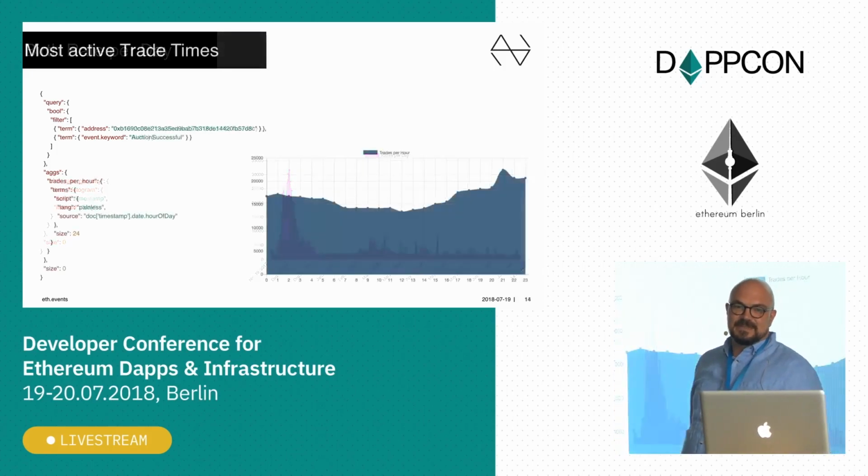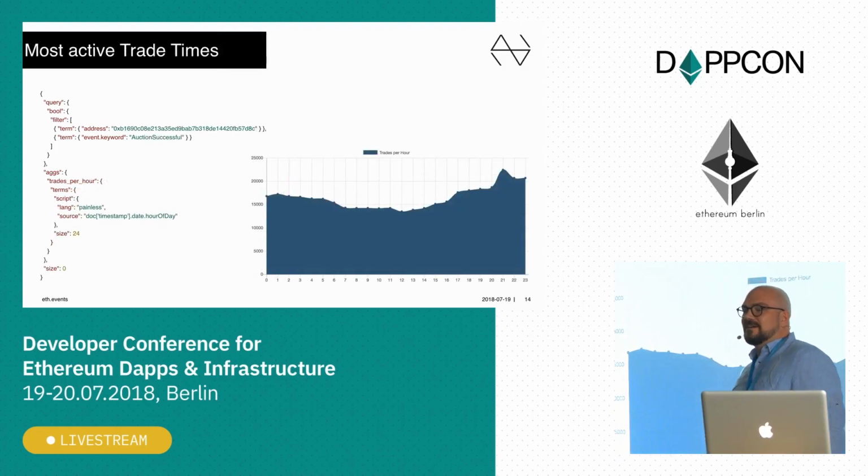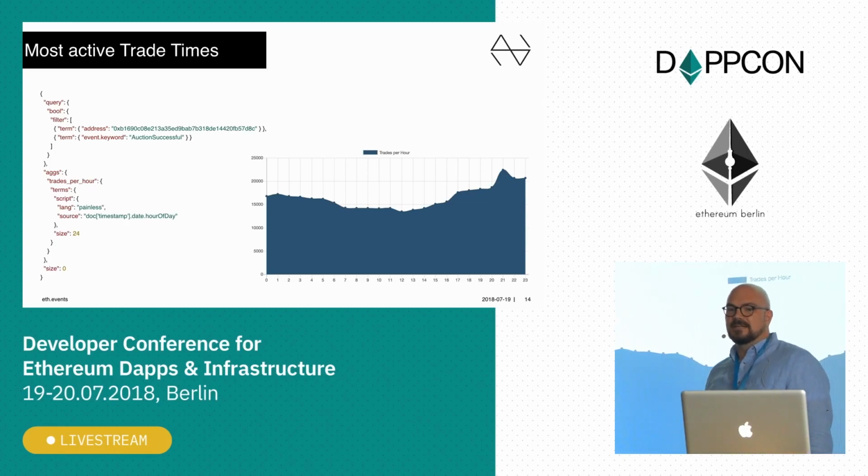And speaking of investment, you can also trade the kitties on the auction contract, which is what we're looking at right here. I did an aggregation on the hour of day, so you can see there is a peak at 9 p.m., which is UTC time. This is roughly noon in the US, so you know what people are doing in their lunch break.